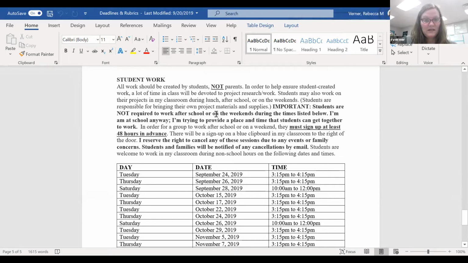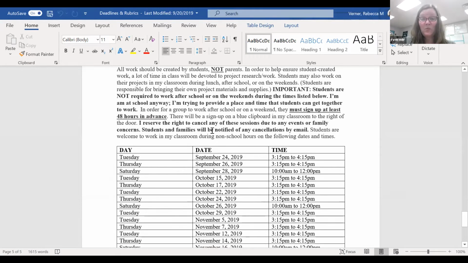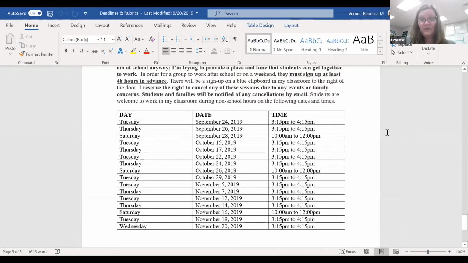I also offer students times to work after school in my classroom because I'm here anyway, right? Because I'm not the type of person that walks out at the end of the day at 3:15. I'm usually here until about 4:30 anyway. So I allow my students to stay after school. They can sign up and work. You can see the times here, 3:15 to 4:15, but they have to sign up in advance. So I will give them a calendar of those available dates where they can sign up.